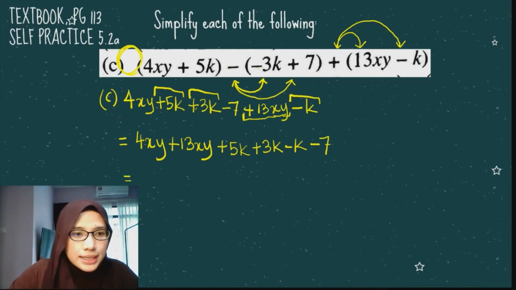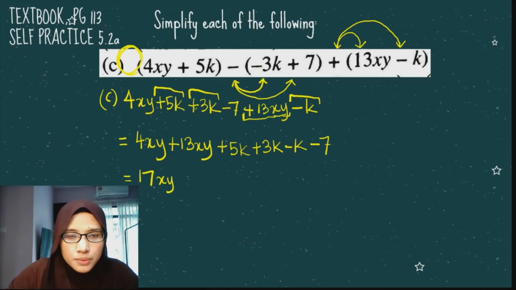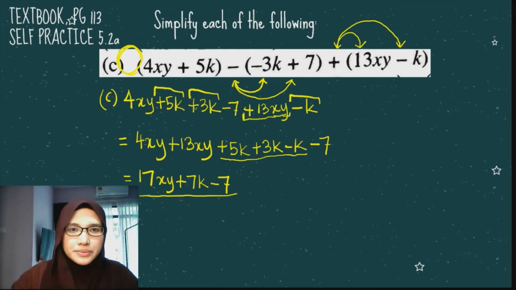So then we calculate the like terms. 4xy plus 13xy, you get 17xy. Positive 5k plus 3k minus k, you will get 7k, which is positive. And the numbers, you don't have anything to calculate with, so just copy the number with the sign. So that is your answer.